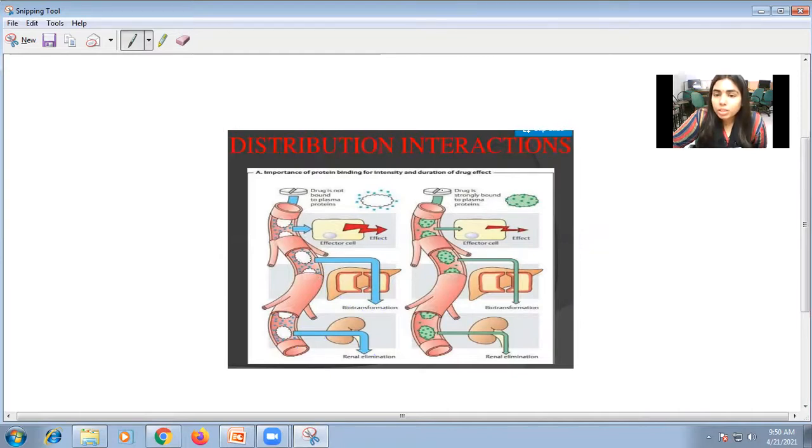But in this, you can see, if the drug is strongly bound to the plasma protein, then what happens? If that drug is strongly bound to the plasma, then it directly goes to renal elimination without giving much effect. The remaining bound drug is bound to the effector cell, but the effect is very low. And the biotransformation is also done, but it is not that fast. And the renal elimination you can easily see through this diagram.